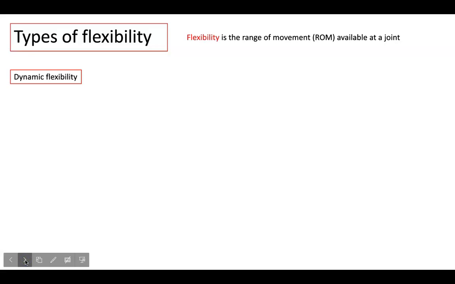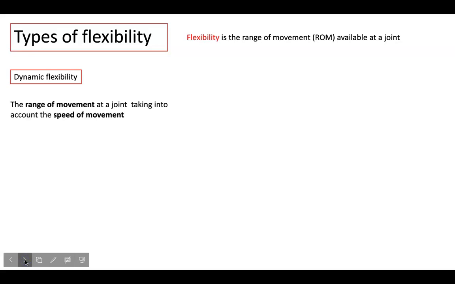First of all, what is flexibility? You're not going to really get asked just for the term of flexibility. However, it is important you do get a general idea of what it is, and it is the range of movement available at a joint. Okay. So two types. First of all, dynamic flexibility.